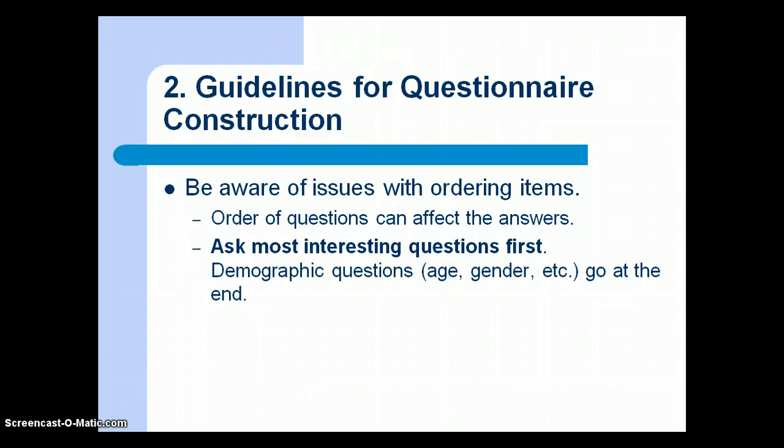So let's go to this slide. What order do you put the questions in your survey? Order of questions can affect the answers. Well, like anything else, you want to grab people's attention. You want to draw them into your survey, so you ask the most interesting questions first. What are those questions? The ones that have the dependent variables. And I think it already says in your instructions that you want to do 5 dependent variable questions and then 5 independent variable questions. Right. So the demographic questions, the ones with independent variables, go at the end of your survey.